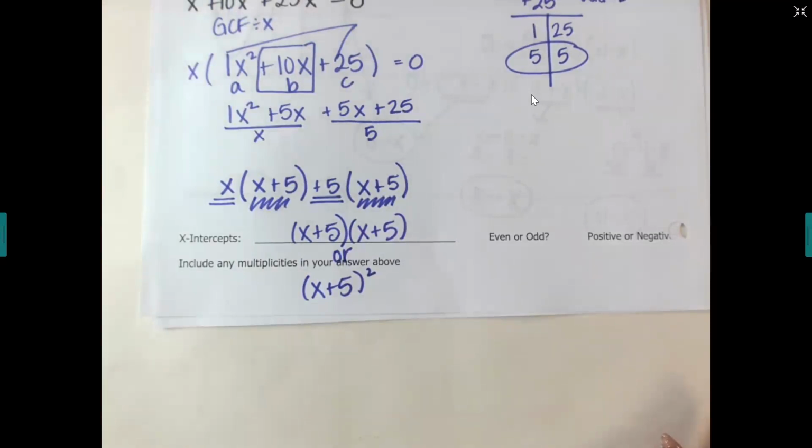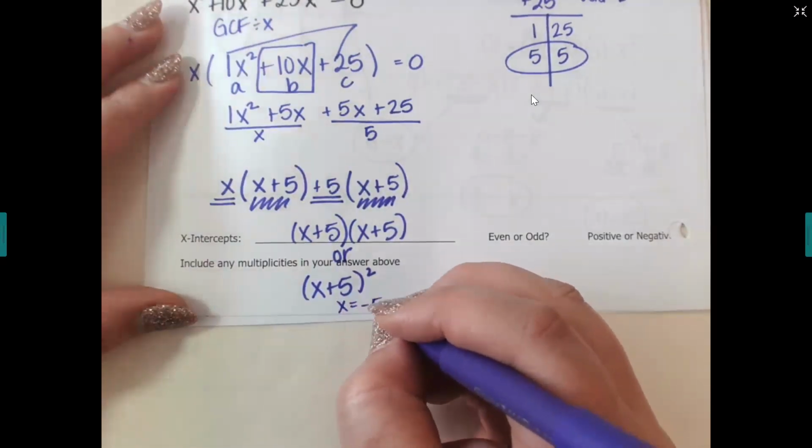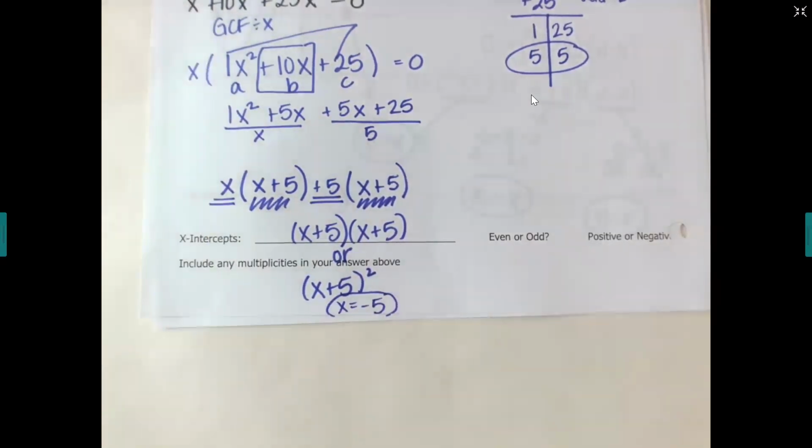When I set it equal to 0, it'll come out to be a negative 5. Very good. So I'm going to put right here x equals negative 5. Okay. Now I'm forgetting one other thing. Remember, this was originally an x cubed, which means I should have a total of 3 x's. I have this one twice. What was the other x that I had?